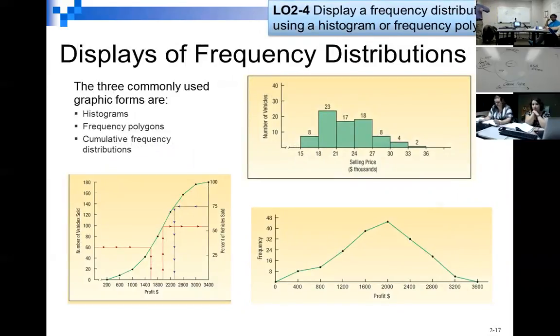All right, 3 other items that we use in graphical form would be a histogram, frequency polygons, and cumulative frequency distributions.